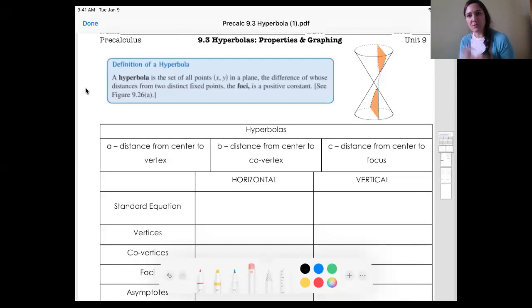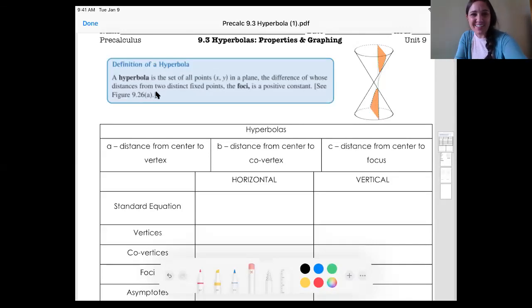I'm going to actually put some other links so you guys can look at some different 3D graphics of where hyperbolas actually come from. If you take this double cone, like all of our conic sections come from, and we slice it, we get these two kind of parabolic shapes. They are called hyperbolas here.